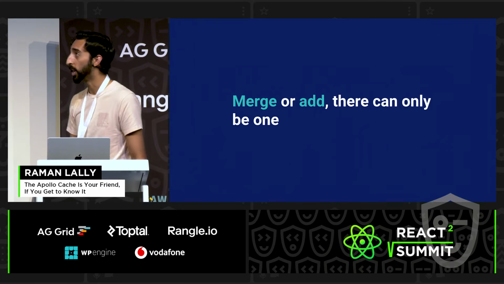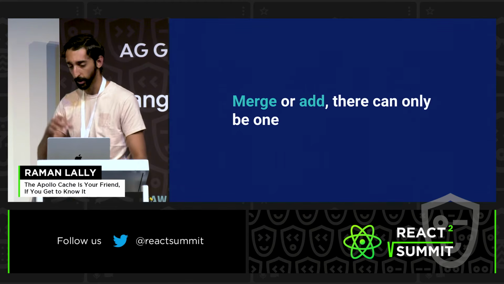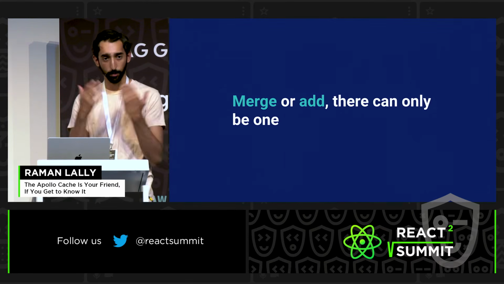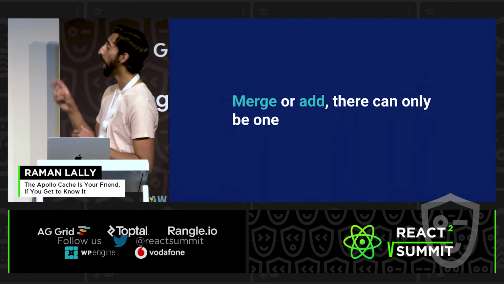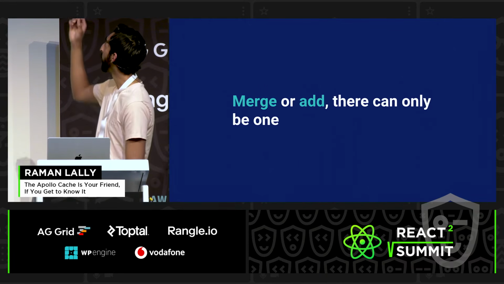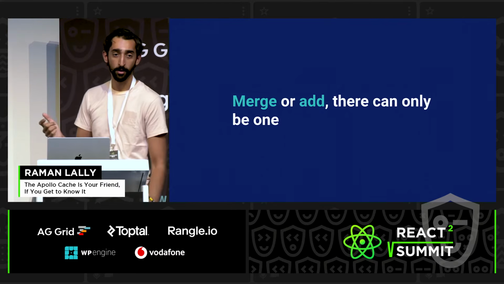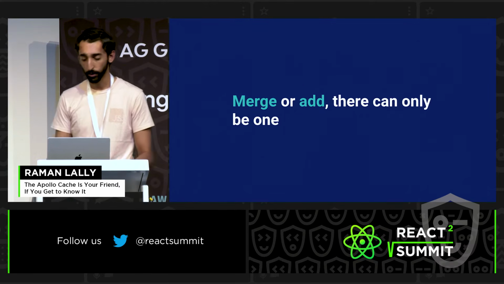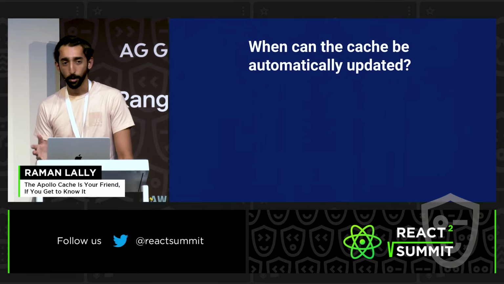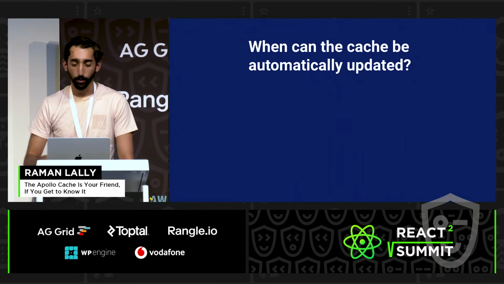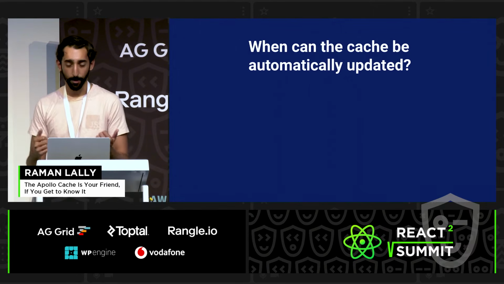Whenever data comes into your application and it gets normalized and cached, one of two things will happen if there's already data there. It'll either get merged or it'll get added, right? There's only 2 options. So when is it getting merged automatically? What are those scenarios where it happens and it works and we're really happy about it?